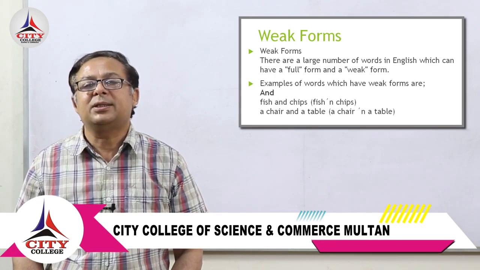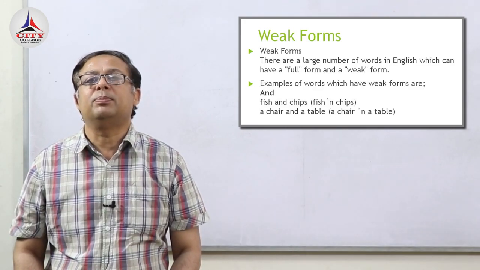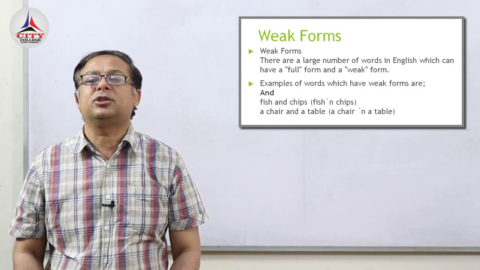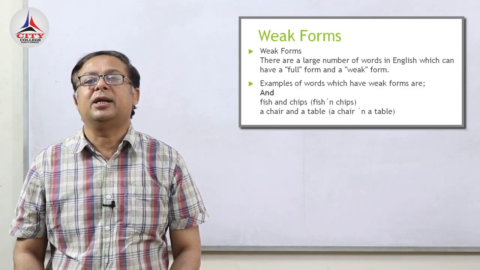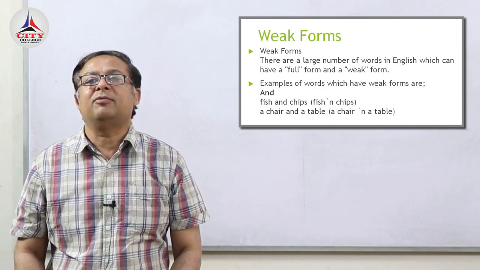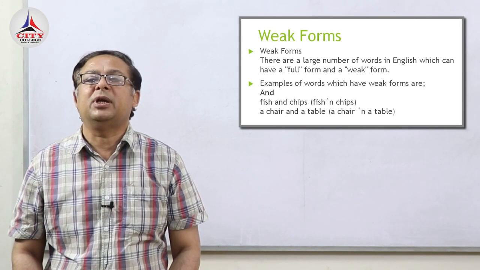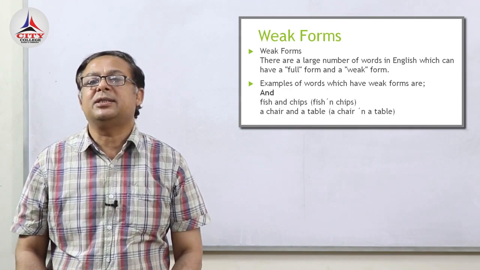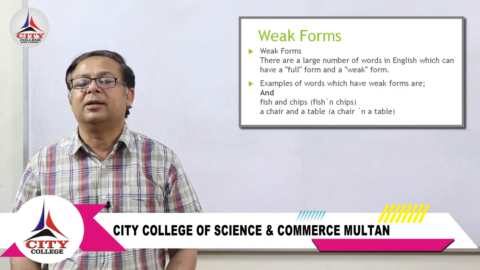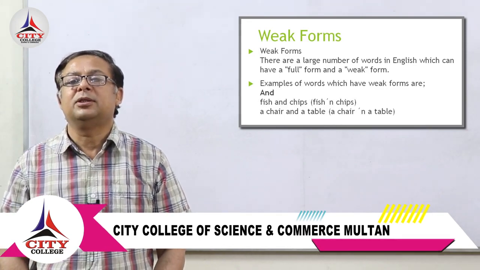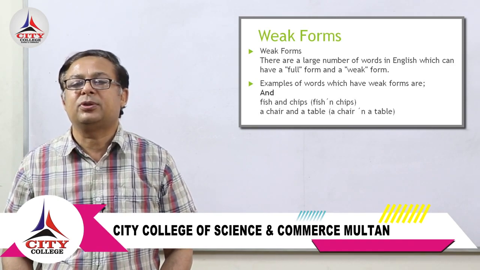So, Pakistani learners especially face problems due to the presence of weak and strong forms in English, and they do not realize that a word may have a weak form in one place and a strong form in another. Some examples of words which have weak forms are "and". For example, when native speakers speak, they will say "fish and chips".